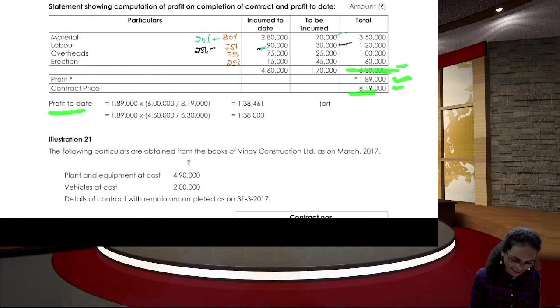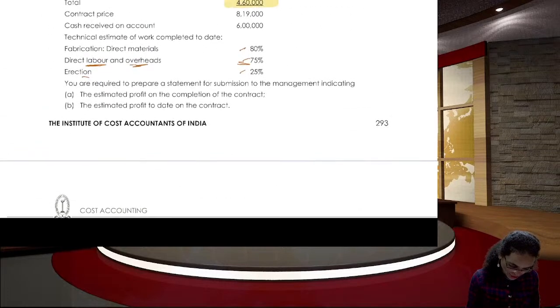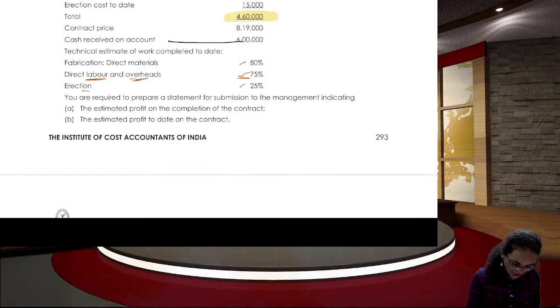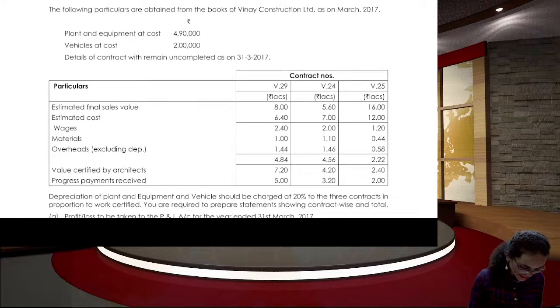So how to calculate profit to the date? 1,89,000 is the net estimated profit. And 6 lakh rupees is the cash received. We actually have 4 formulas. If possible, write as per the 4 formulas. I explained this in the previous question. You use the same formulas and you will get the answer. You substitute in this. Next one.